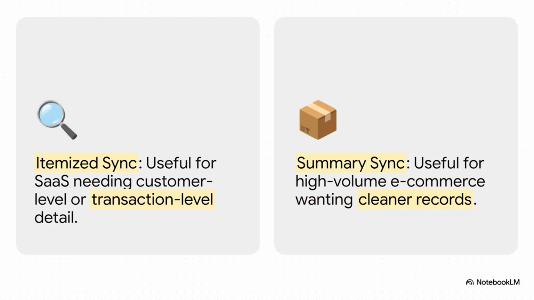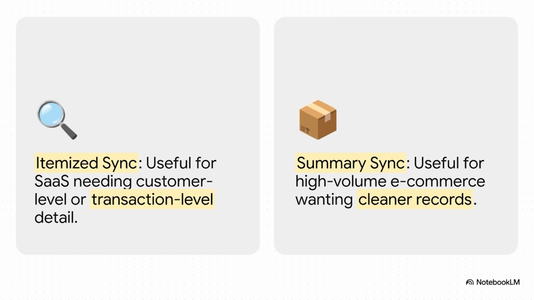Now, what's really interesting here is how flexible this automation can be based on your specific business model. We've got two main approaches. First is Itemized Sync. This is perfect for SaaS businesses or agencies that need deep transaction-level or customer-level detail right there in QuickBooks. But then we have Summary Sync.